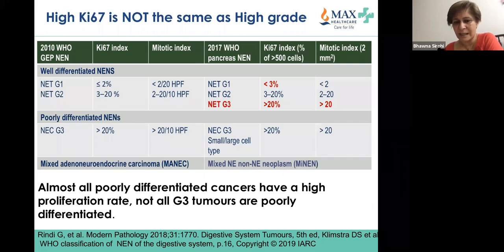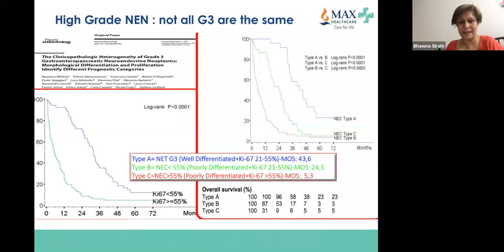Poorly differentiated neuroendocrine neoplasms will always be grade 3, and they are called neuroendocrine carcinoma. They could be small cell or large cell type, and the Ki67 is always more than 20%. So I think this is important. I hope this is clear. And this has been shown to impact outcomes as well.